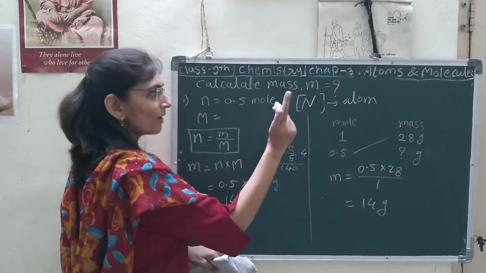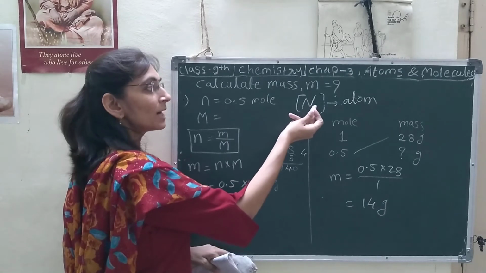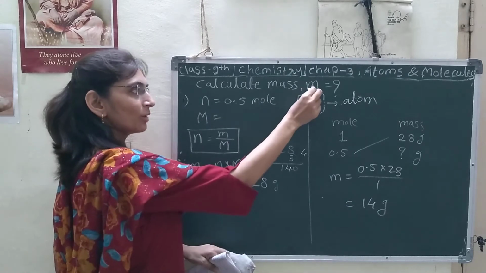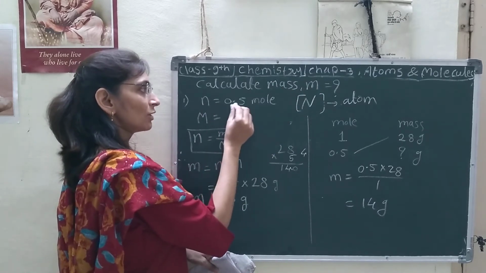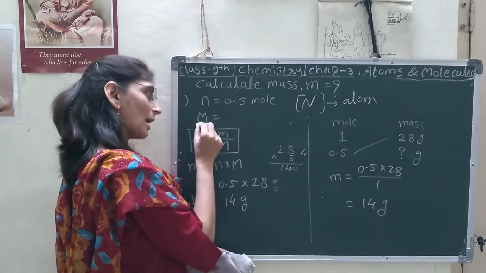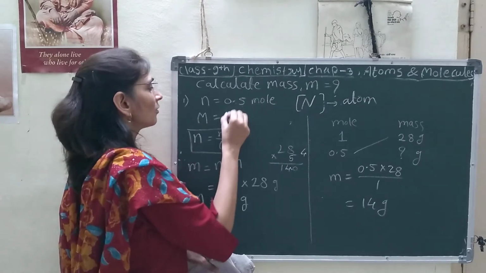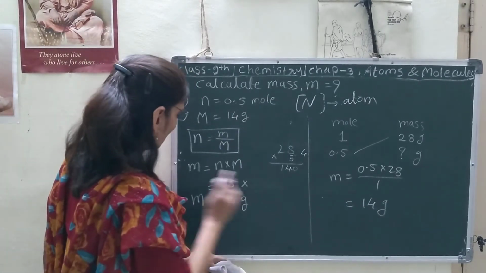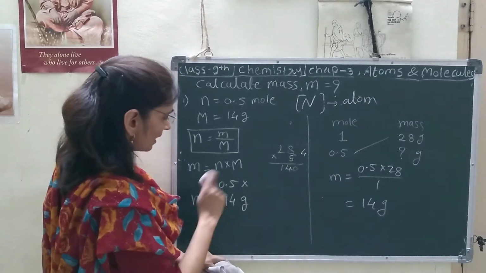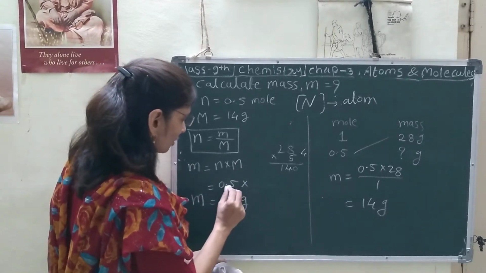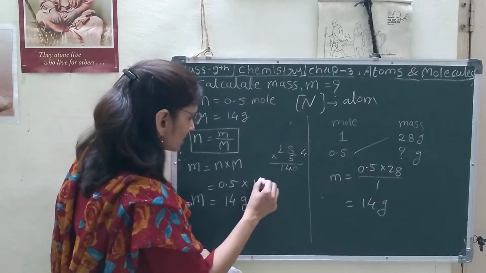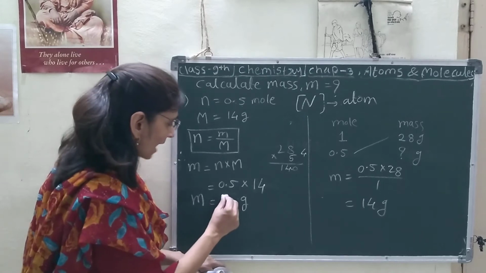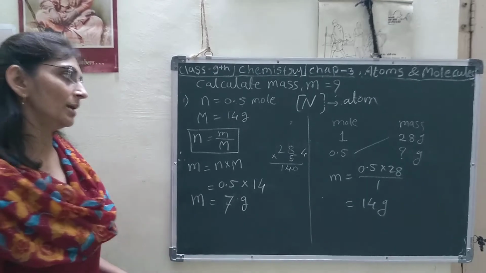तो फॉर 1 मोल के लिए कितना आता है? Equal to its atomic weight. So here what is given? We have to calculate m. Mole is given, 0.5 mole. We can calculate capital M, that is atomic mass, 14 gram. Put the values in the formula. Here m is equal to n into M, similar to the previous problem, with 0.5 the same, and here instead of 28 we have to write 14. Then we will get the answer 7 gram by calculating.